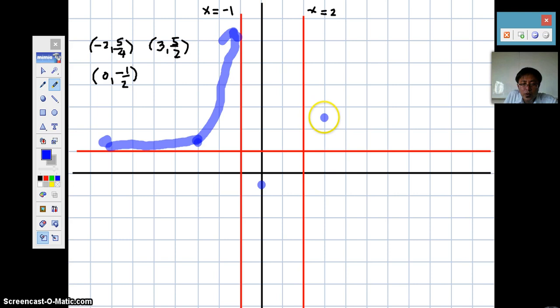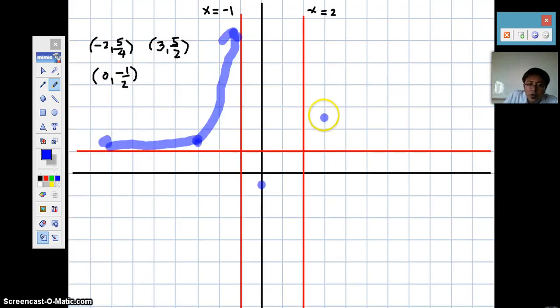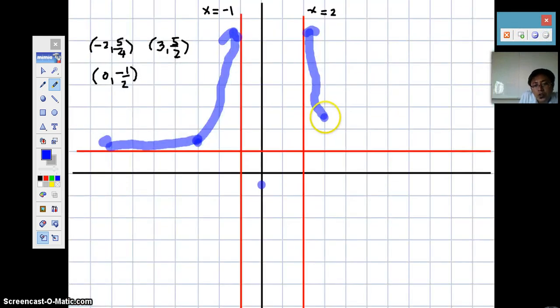Now, let's take this point. This point approaches the asymptote 2 from its right side. What's the limit as we approach 2 from the right side? It says positive infinity. So approaching 2, we go up, like that. And as x approaches positive infinity, we approach 1 only. So that's the graph.